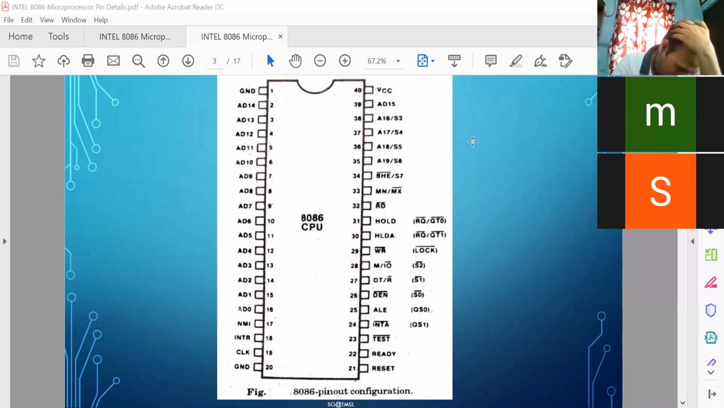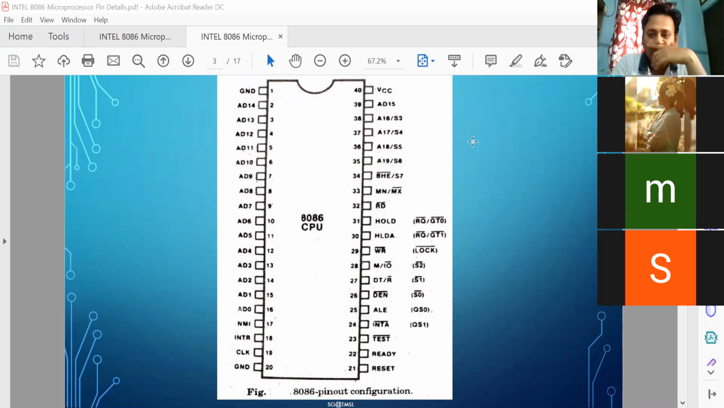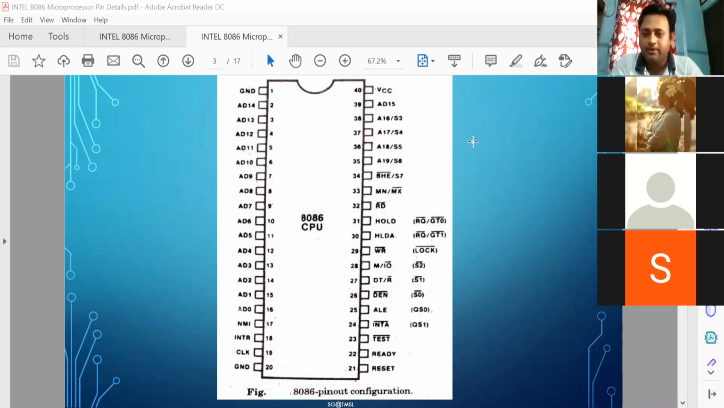So what is the TEST bar, pin number 23? The TEST bar pin is used to check the wait state configuration, whether the microprocessor goes into idle state, which means wait state, or not. If the TEST bar pin is low, that means normal operation is performed, no problem. But if this pin is high, that means it goes into idle state, no operation is performed, or it is in wait state.